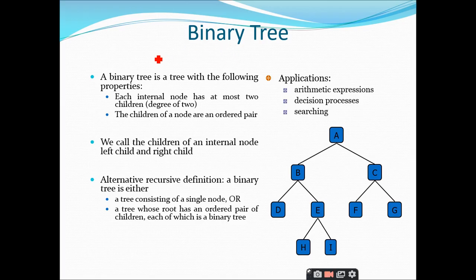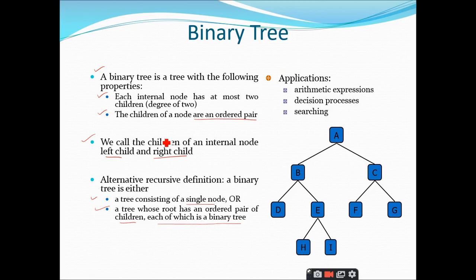Right. Again, coming back to this binary tree definition, as we told, a binary tree is a tree with the following properties. Each internal node has at most 2 children, that is degree of 2. The children of a node are an ordered pair. Ordered pair means there is a clear distinction whether you are going to represent it as the left child or as a right child. We call the children of the internal node the left child and right child. So an alternative recursive definition is: a binary tree is either a tree consisting of a single node, or a tree that has a root and an ordered pair of children, each of which is a binary tree.